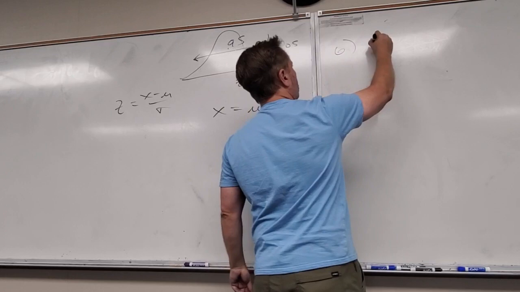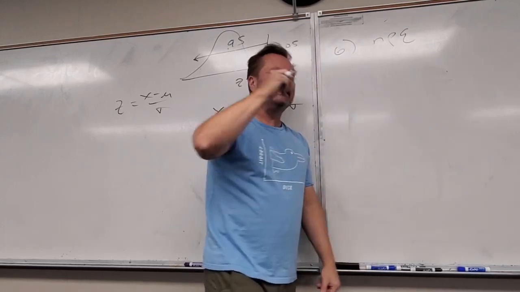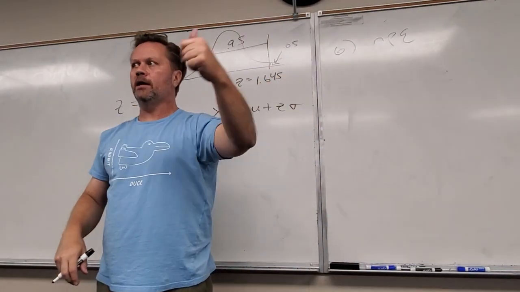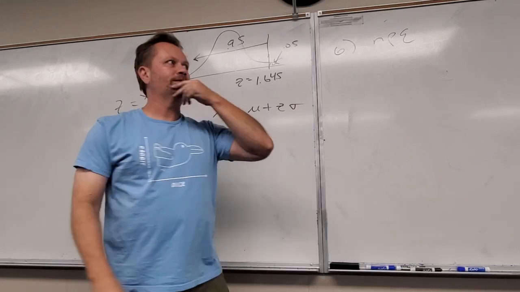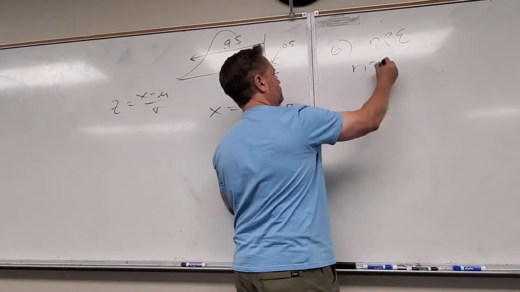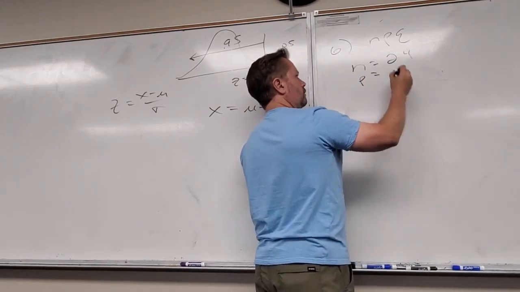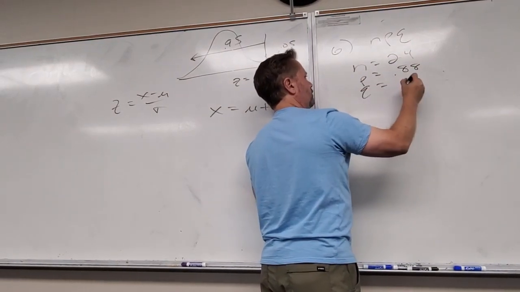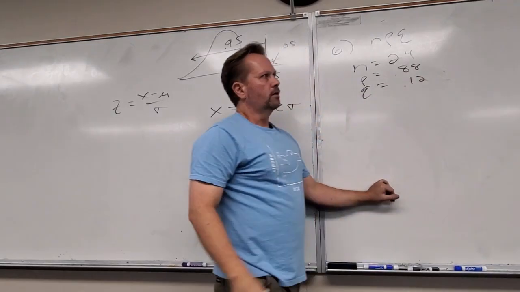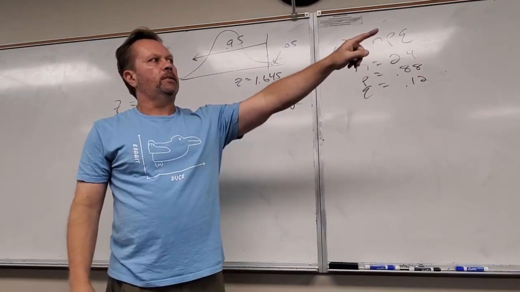So number 6, I call it an NPQ problem because I can identify N, P, and Q immediately. What is N? 24. What's P? 0.88. Q? 0.12. Now the question was about part B.